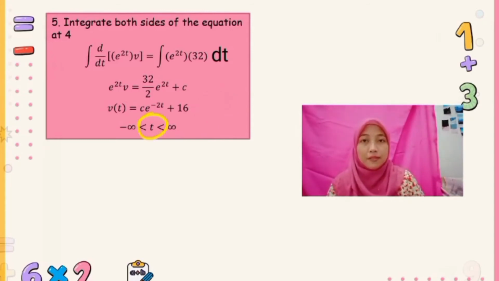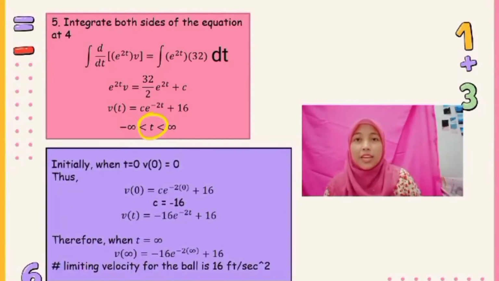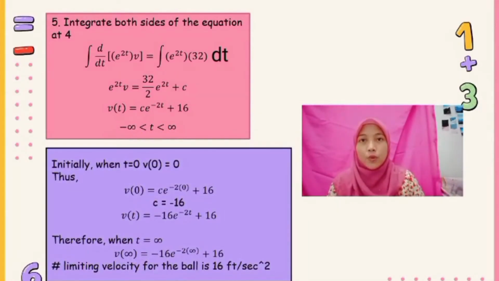T represents the time for the steel ball to fall, which is t less than infinity and more than negative infinity. Initially, from the question, we already know that there is no velocity at time 0. So, we substitute 0 velocity and 0 time into the equation. We get C equal to negative 16.